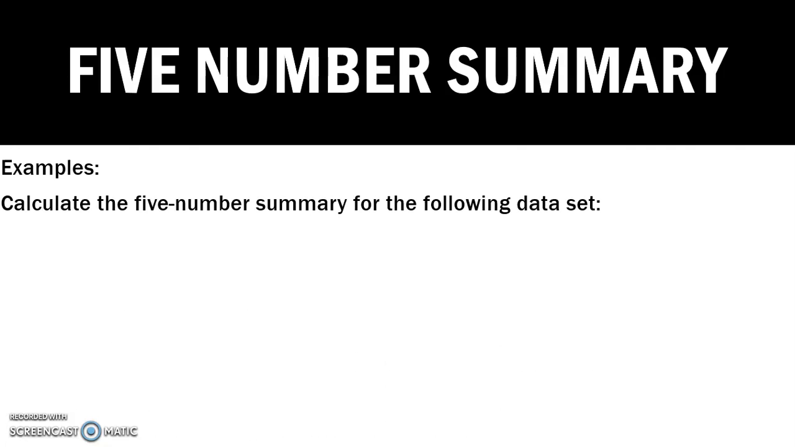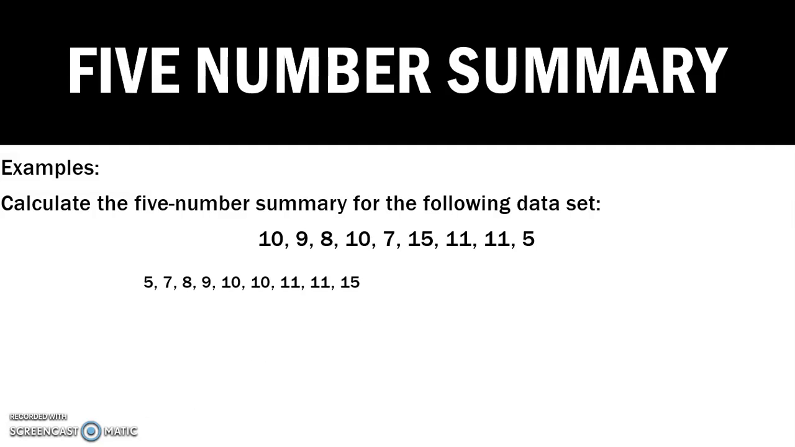So let's look at an example. So we want to calculate the 5-number summary for the following data set. So our data set is 10, 9, 8, 10, 7, 15, 11, 11, and 5. So the first step with anything where we're going to have to find the median or quartiles or even the range is to rearrange it from smallest to largest. So let's do that. When we do that, we get 5, 7, 8, 9, 10, 10, 11, 11, and 15.